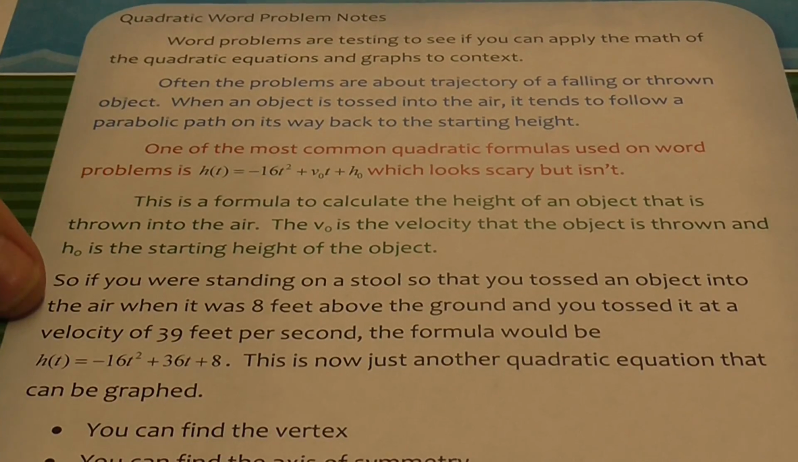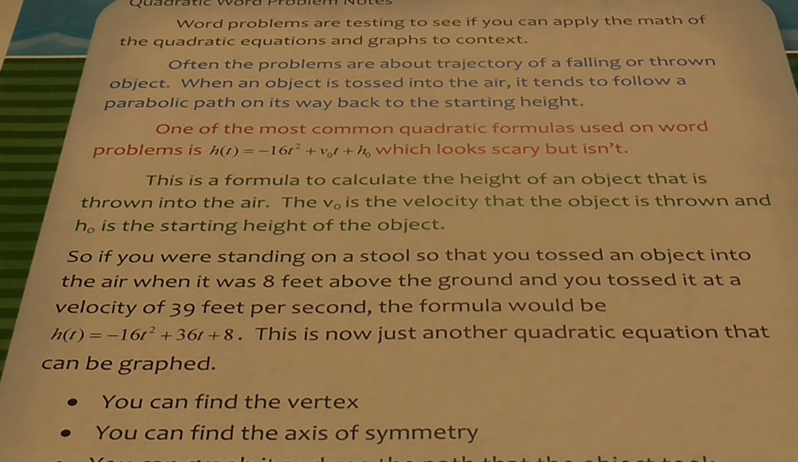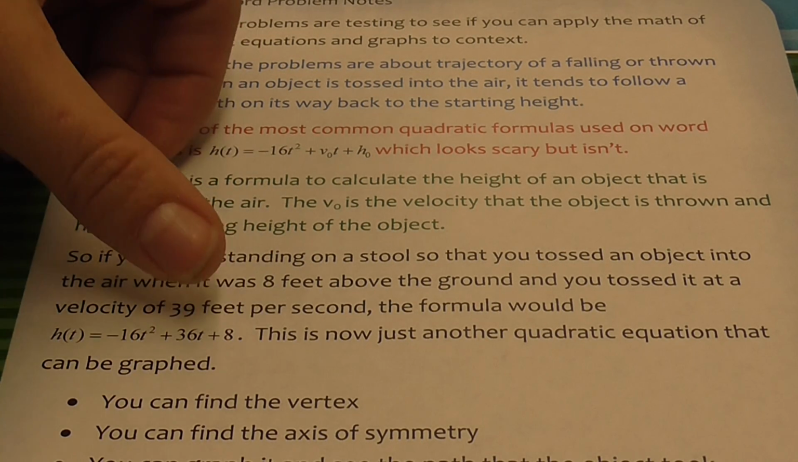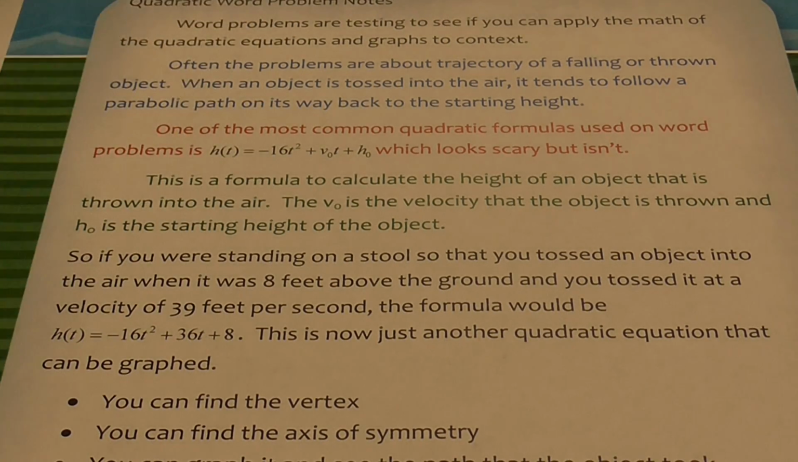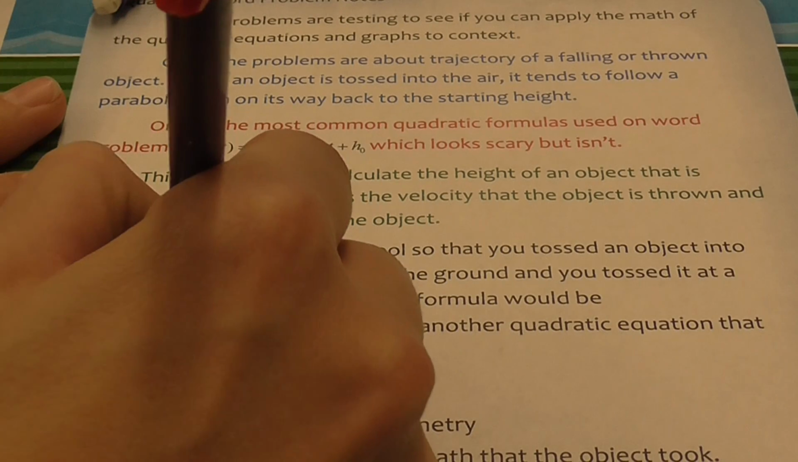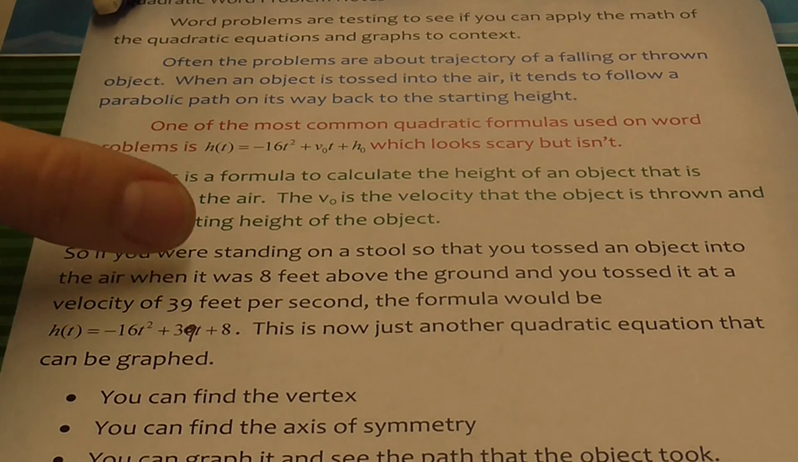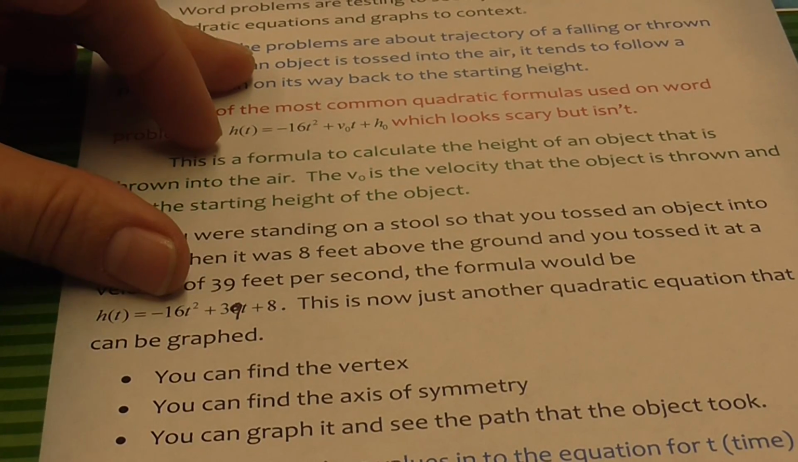If you were standing on a stool and you tossed an object into the air when it was 8 feet above the ground, so as it left your hand it was 8 feet above the ground, you tossed it up at a velocity of 39 feet per second, you're going to fill in 8 for the starting height and 39 for your velocity, that's 39 feet per second. And your negative 16t squared is all there. And then you can graph it because now that's just a quadratic equation.